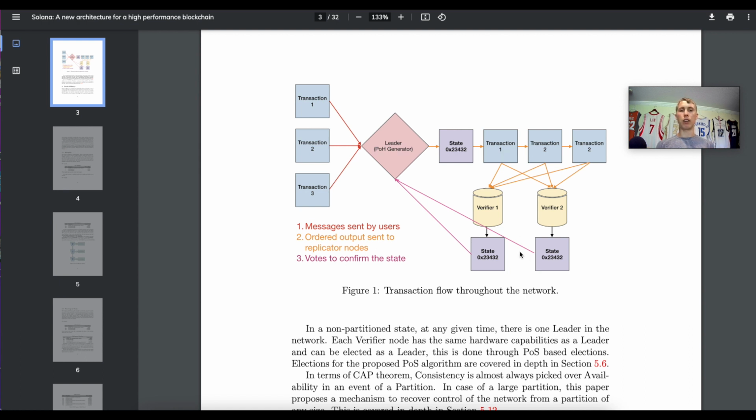This is based on the proof of history model. You also have different verifiers that can go back and say, yes, this transaction happened here, this happened here. So this can be validated back on the blockchain. The TLDR is all the data and all the transactions are timestamped into a sequence.